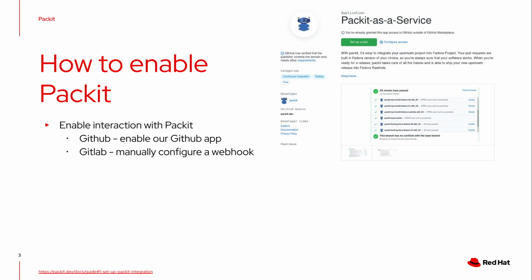To enable Packit in upstream, you need to follow a few simple steps. Firstly, you need to install the application itself. In GitHub, Packit is an app which you can find in GitHub Marketplace, and in GitLab it is an integration, so you need to set up webhooks as described in our documentation.